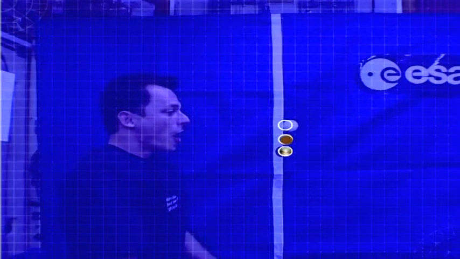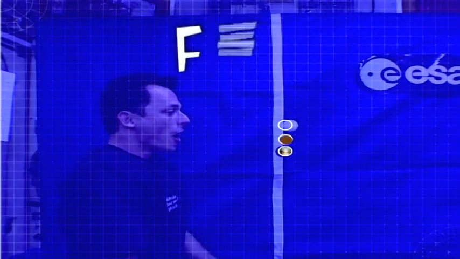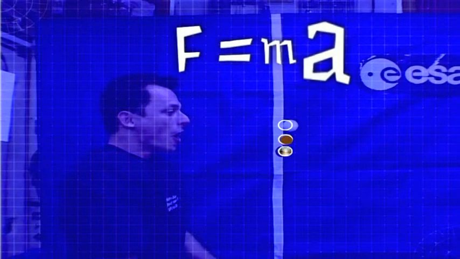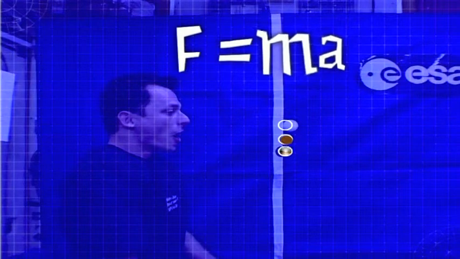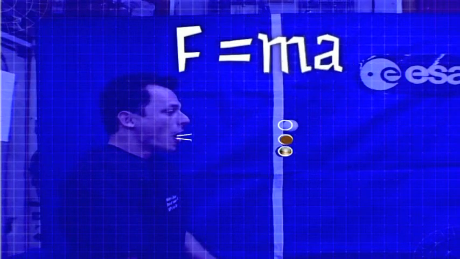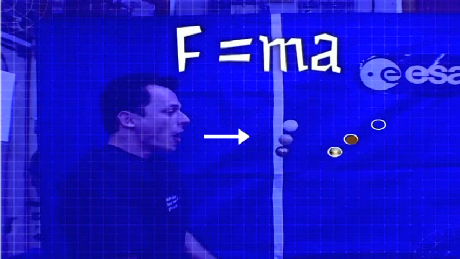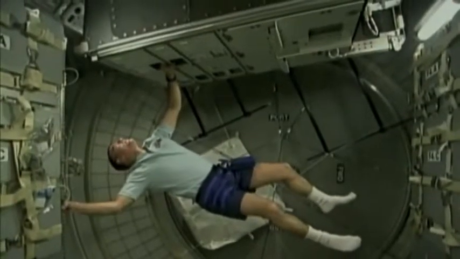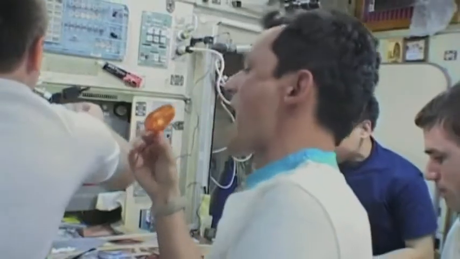So, Newton's second law states that force is proportional to mass and acceleration. So the greater the mass, the slower an object will accelerate when the same force is applied. Pedro blows the balls with the same breath, but their different masses mean they move at different speeds. Newton's second law is easier to demonstrate on the ISS, but here on Earth there are other factors to complicate things.